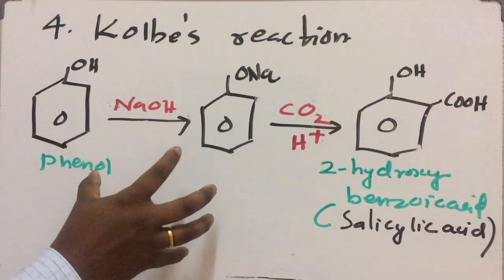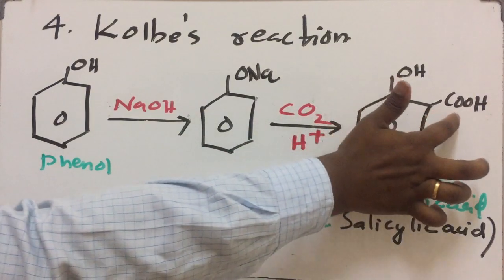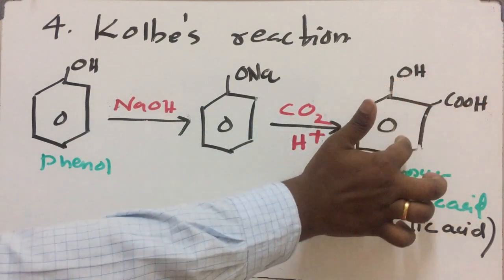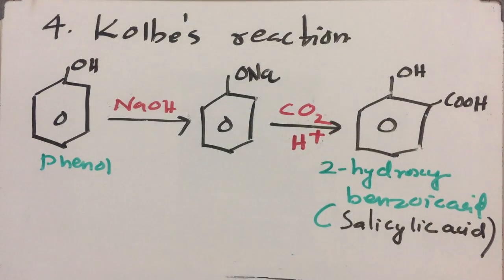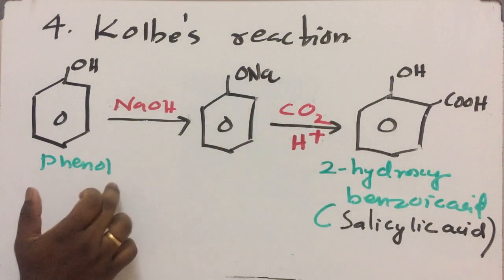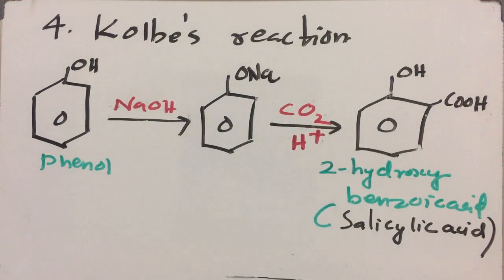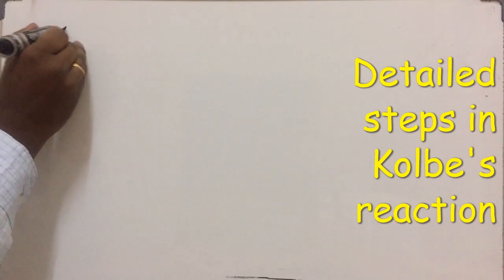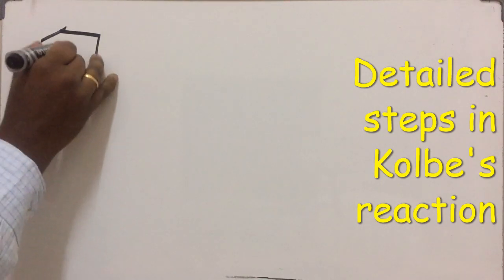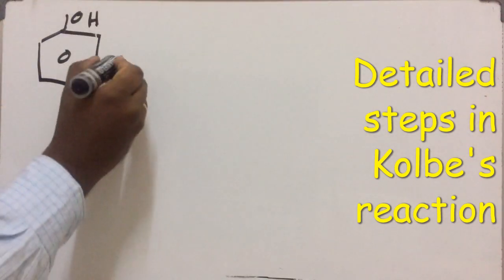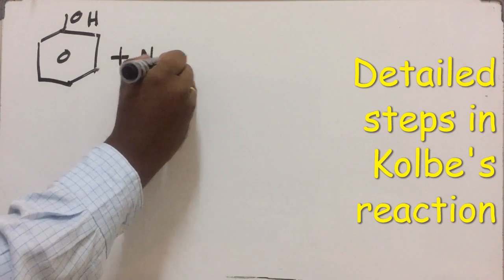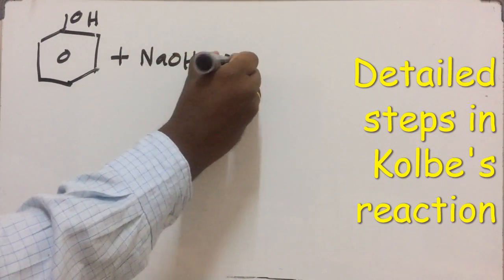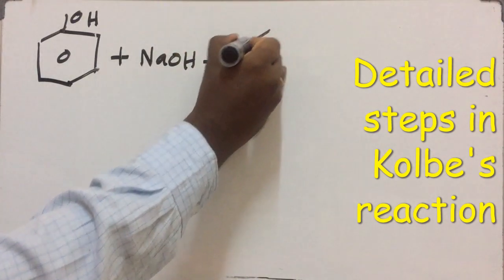This reaction helps to introduce a COOH group on a phenol compound. It helps to convert phenol to salicylic acid. Now I will show you the detailed reactions taking place in Kolbe reaction. The starting compound of Kolbe reaction is phenol. Phenol reacts with NaOH, sodium hydroxide, to form sodium phenoxide, ONa.